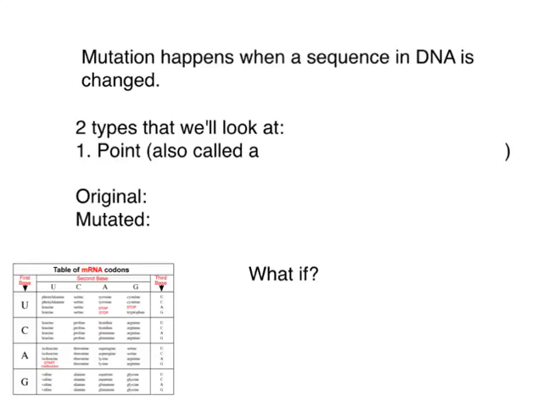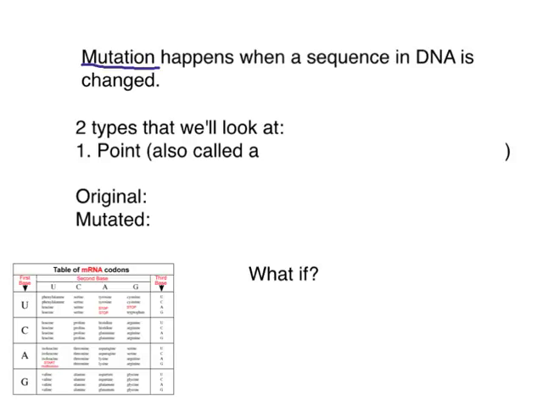All right, in this lesson we are going to look at mutations. So the first thing you need to look at is that mutation, by definition, happens when a sequence in DNA is changed. And we've talked about this when we talked about cancer and we looked at what causes mutations.